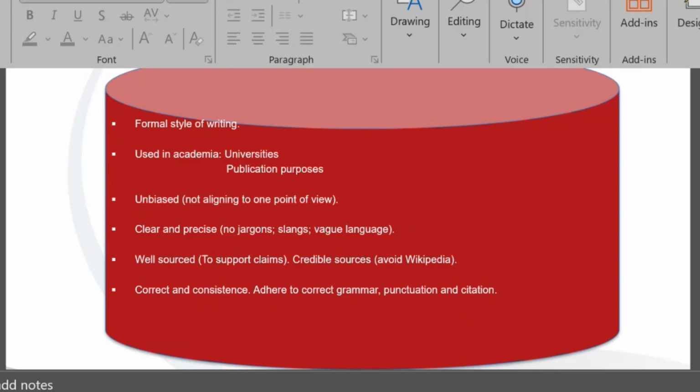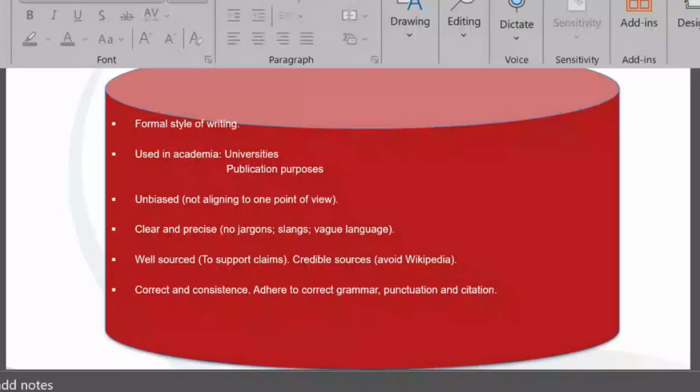And interesting about academic writing is that it needs to be well sourced. In other words, you should be able to support your claim. How do you do that? You must make sure that you use credible sources. What do you mean by that? We talk about sources which have been peer reviewed. Right? By peer reviewed, you mean that your writing has been seen by other external people.